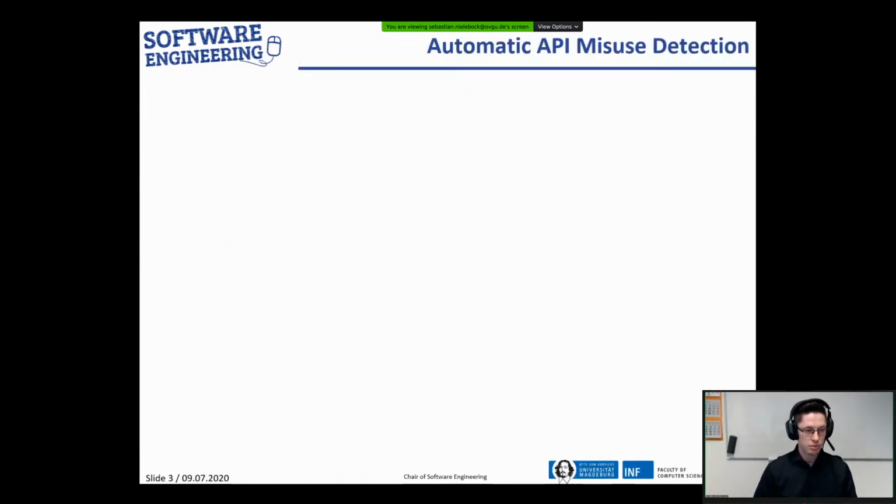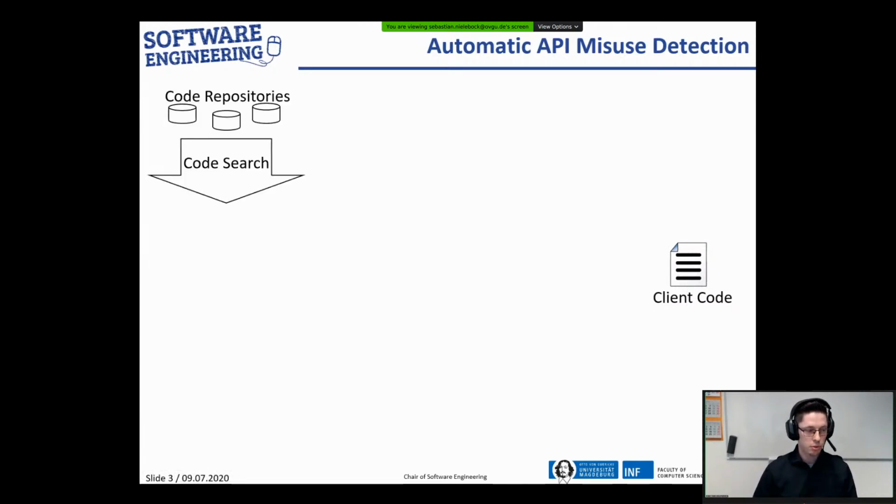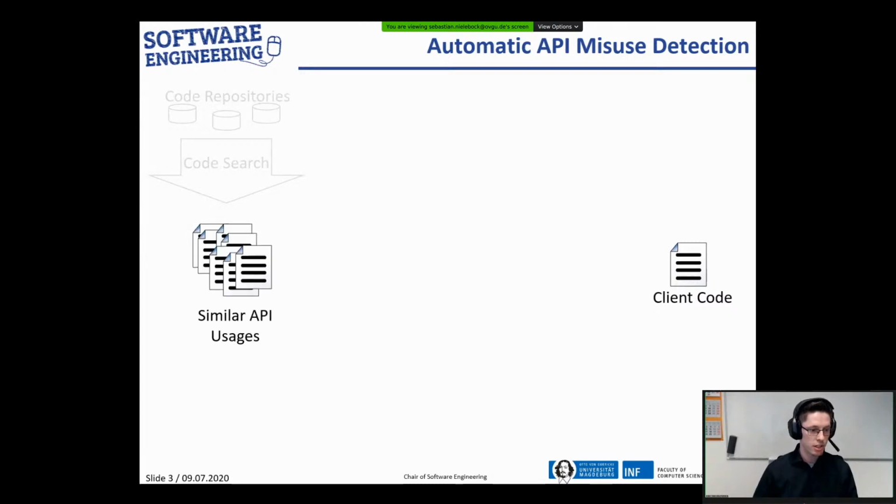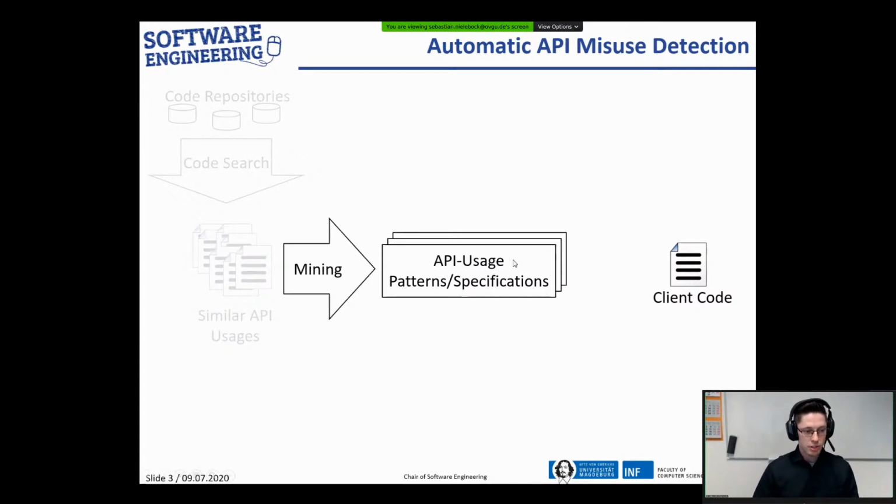Existing API misuse detectors usually consider the client code that may contain an API misuse, and then search in other code repositories or select code in a different way to find similar API usages from which we can infer API usage pattern specifications, or generally said rules that describe how this API has to be used in a correct manner, for example, by using mining approaches. Then we can check our client code against these specifications, verify it, and check whether this code satisfies the specifications or not. And if not, we can detect an API misuse.